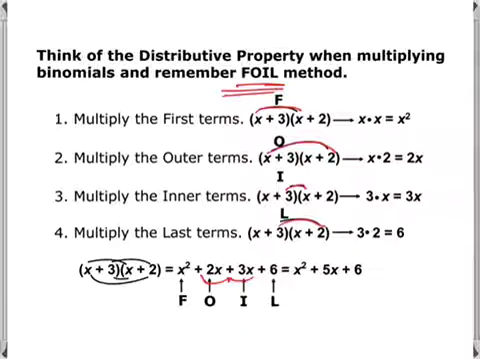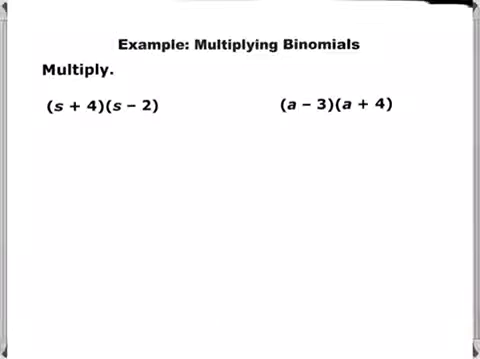But once you get used to it, this becomes a very streamlined and fluid method to use, and it's easier to remember because of the acronym FOIL. So let's give it a shot. So, in the first problem, we want to multiply using FOIL. So we start with our first. So s times s gives us s squared.